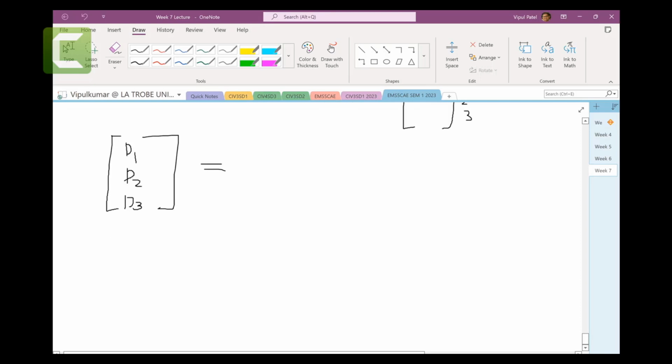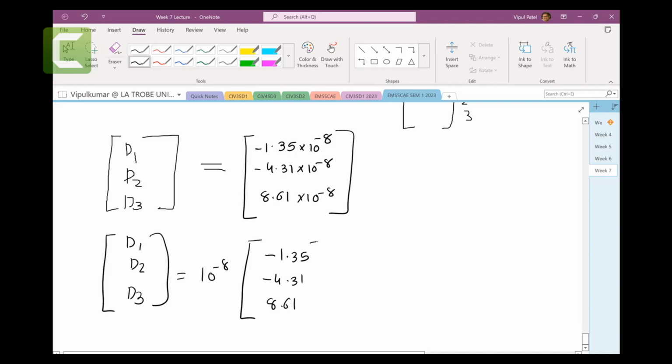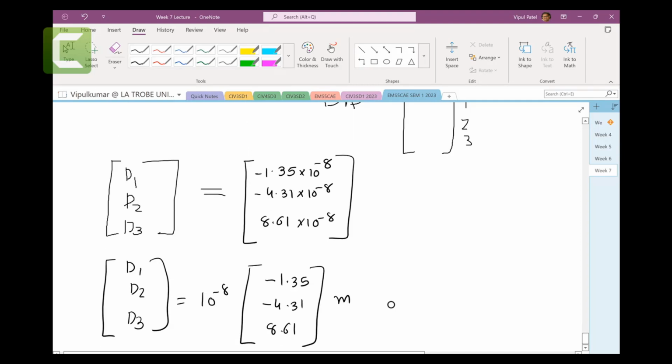So we got all these D1 and D2. Now we can put these details here. It is minus 1.35 times 10 raised to minus 8, and it is minus 4.31 times 10 raised to minus 8, and it is 8.61 times 10 raised to minus 8. So it's basically D1, D2, D3 equal to 10 to the minus 8 times minus 1.35, minus 4.31, 8.61 meters. So this minus sign indicates that there is nothing wrong with our answers.